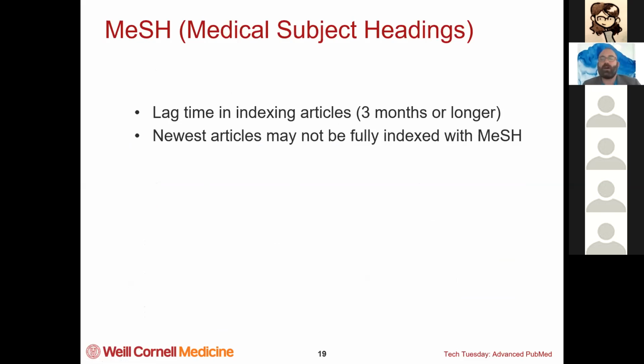So one thing to know about MeSH is that there is a lag in indexing articles. It's typically 3 months or longer. Sometimes it's even as long as 6 months. So the very newest articles in PubMed often don't yet have MeSH assigned. As we discussed in last week's PubMed Basics, nowadays there's a lot of content in PubMed that's not indexed in Medline. So an increasing number of PubMed articles will never be indexed with MeSH.